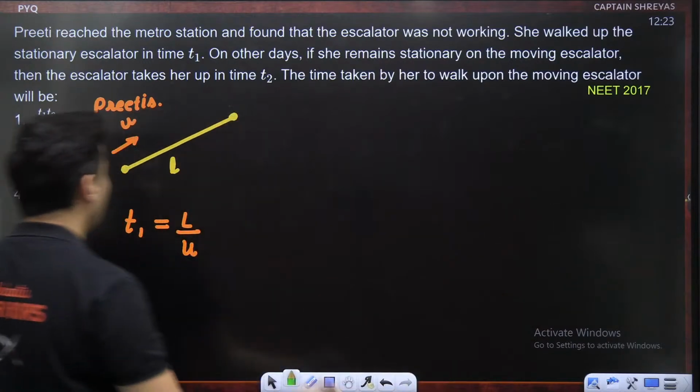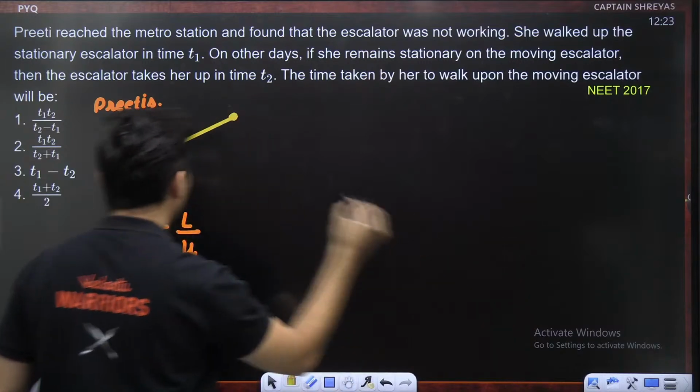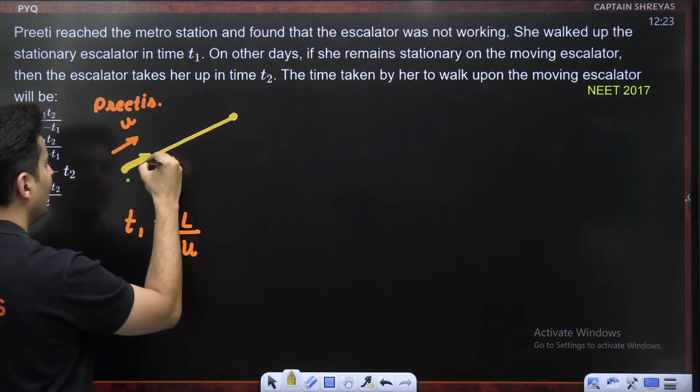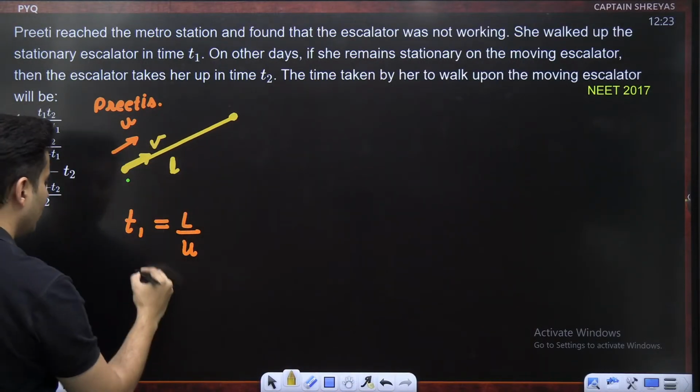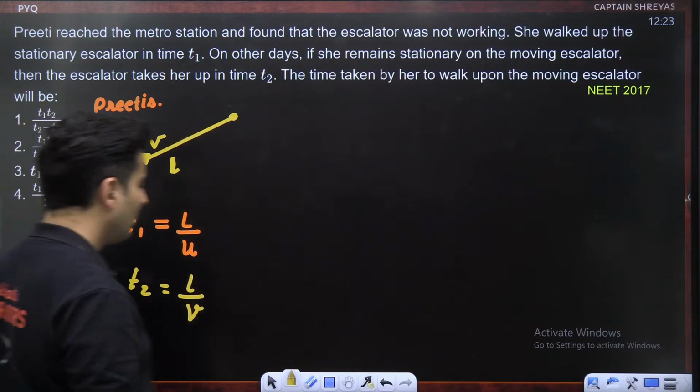Next day, she came and she was stationary. The escalator itself was going up, let's say with speed V. So the time taken was T2. It is distance by speed.